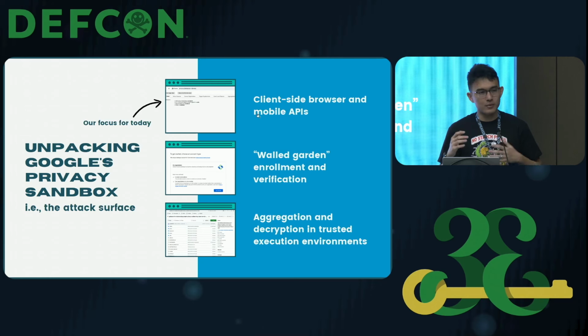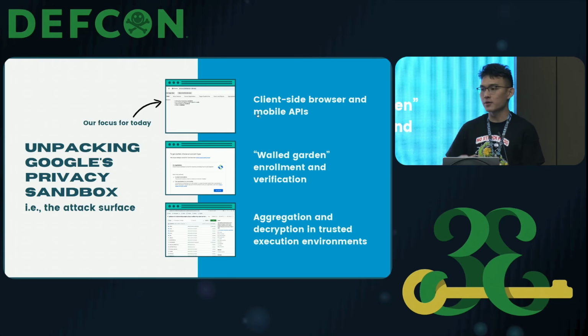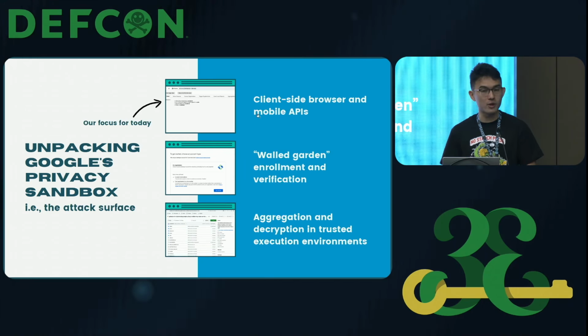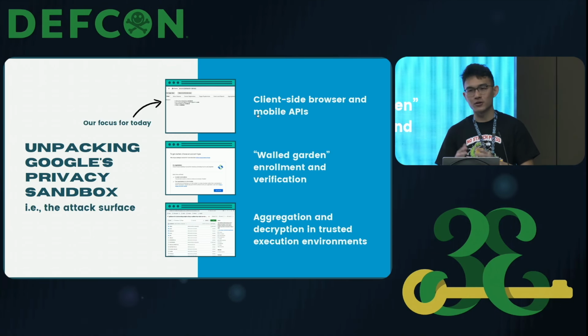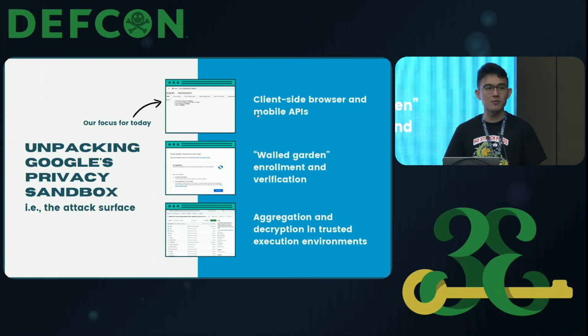So let's dive into the Privacy Sandbox, right? What makes up the Privacy Sandbox? So the first part is that Google has added a bunch of experimental JavaScript APIs to Chrome and Chromium. These APIs are only available on Chrome and Chromium browsers. Firefox has refused to add them. Safari has not added them.